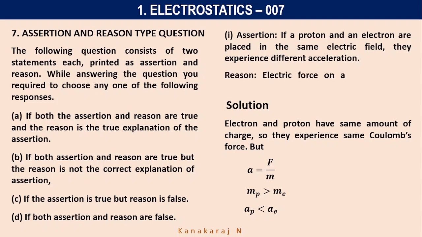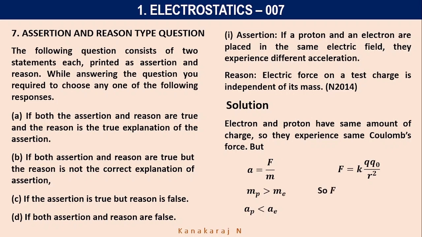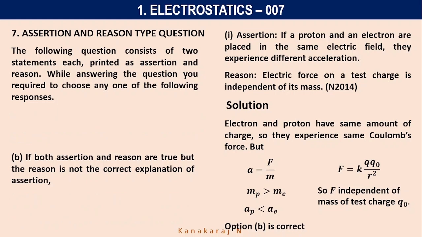Reason: electric force on a test charge is independent of its mass. Right? So electric force F equals K times Q naught by R square. So electric force depends upon the medium, the amount of charge in each body, and the distance between the two bodies, but not on the mass of the body. So F is independent of the mass of the test charge. So option B is correct: both the assertion and reason are true, but the reason is not the correct explanation of the assertion.